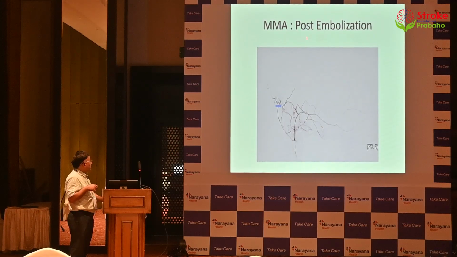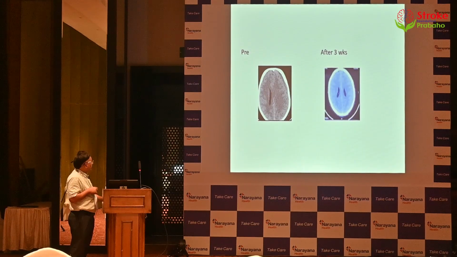Now the blush has disappeared, and here the falcine collaterals and the ophthalmic collaterals are intact. Only the dural vessels are not seen. This is pre and post embolization. After 3 weeks, the hematoma resolved.